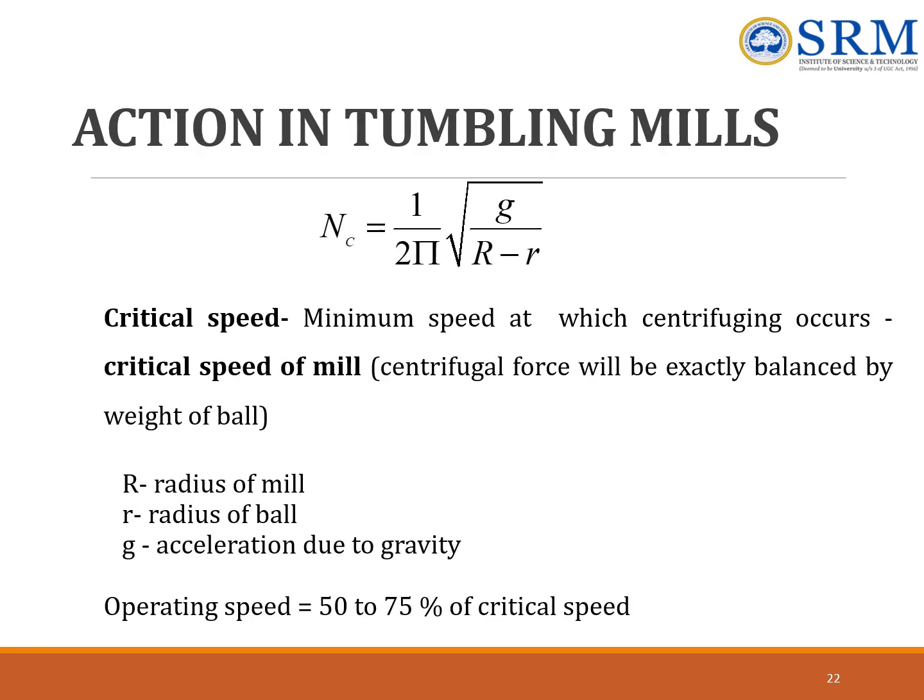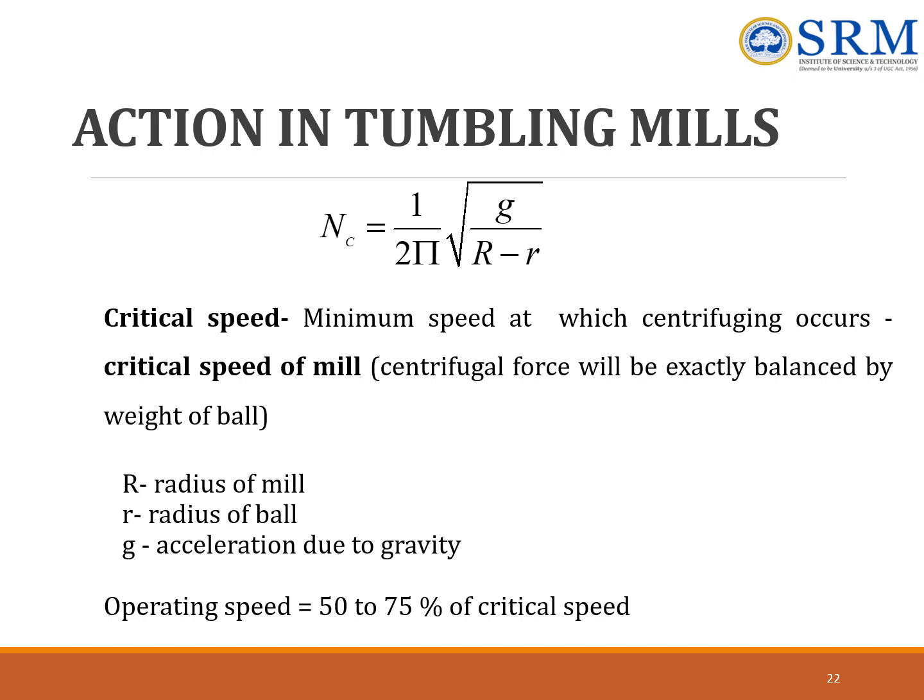Action in tumbling mills, like action in ball mills: there is something called critical speed, which is the minimum speed at which the centrifuging action happens. So at the critical speed, the centrifugal force will be exactly balanced by the weight of the ball. So if we are operating near the critical speed, then we won't get a fruitful product. So we have to operate at 50 to 75% of the critical speed. This critical speed is Nc.